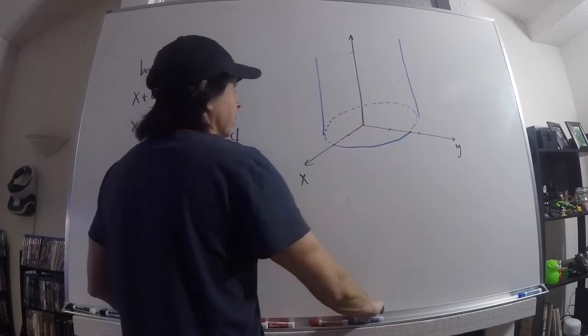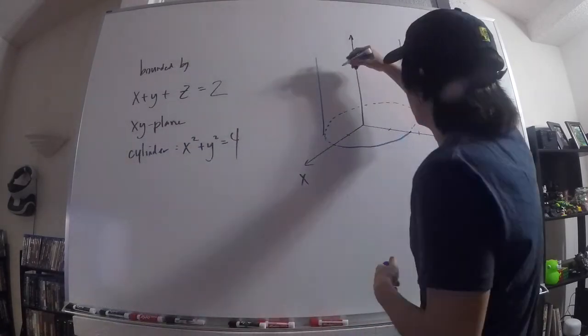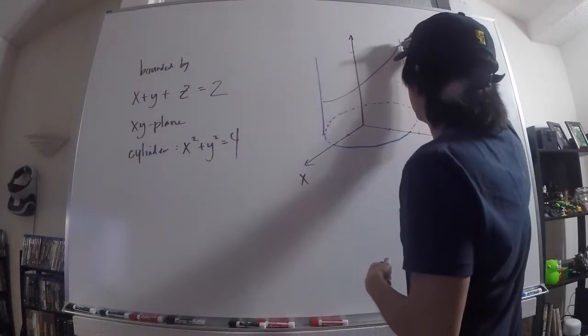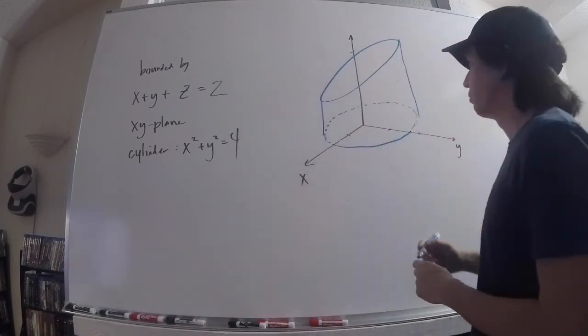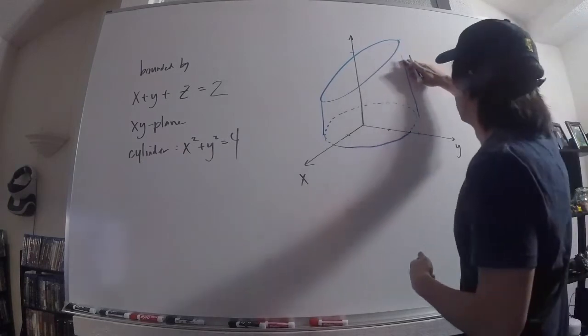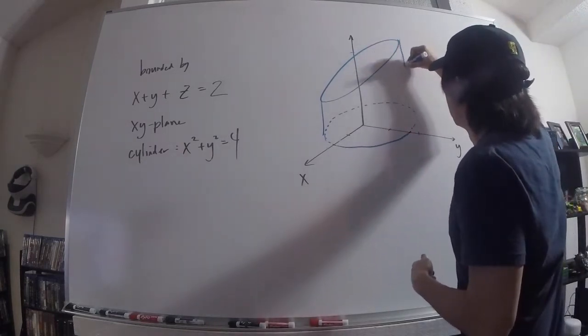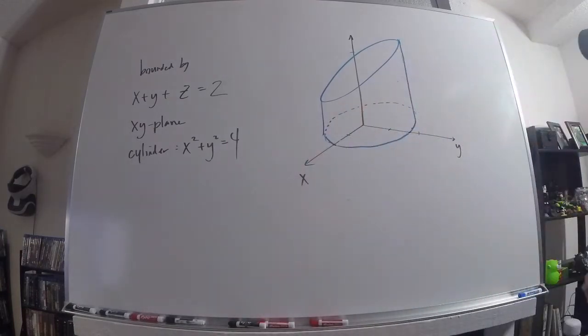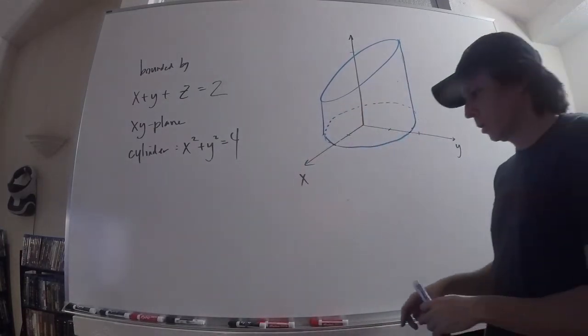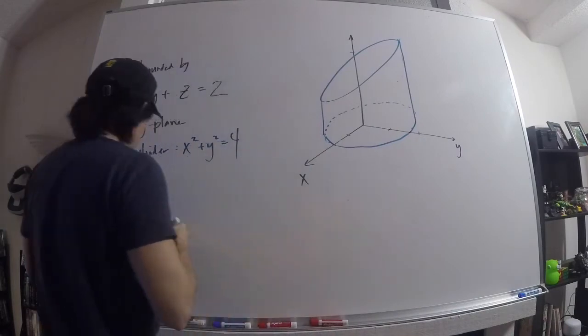So let me draw that in. I'm going to cut it at this weird angle, even though that may not be an accurate depiction. I don't need it to be super accurate, because I just want to visualize my region. And now I'm going to set up my integral, and I'm ready to go.